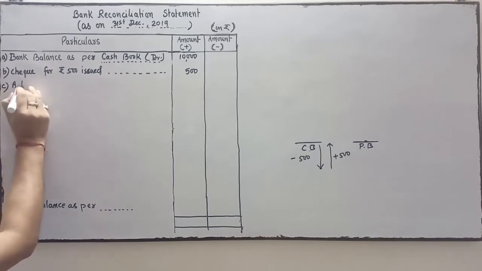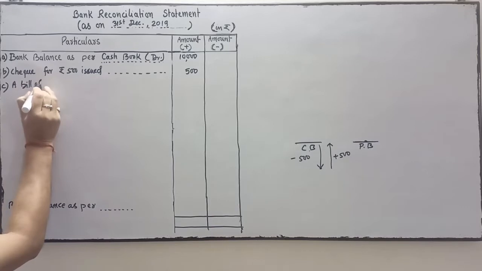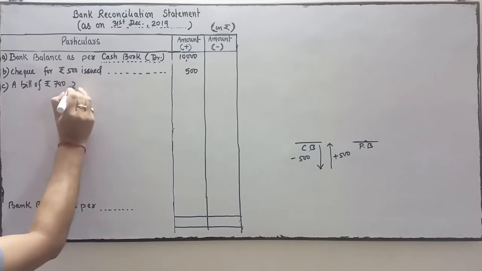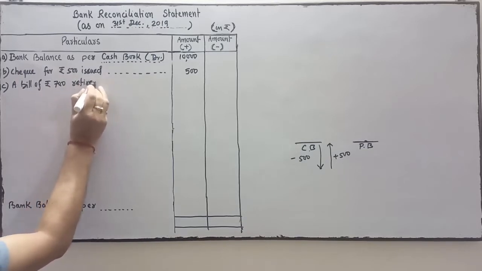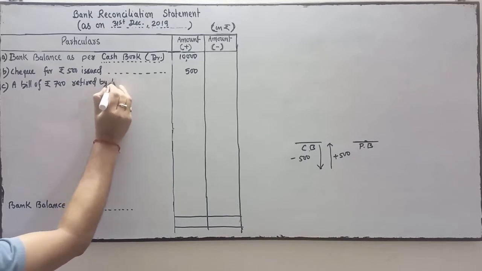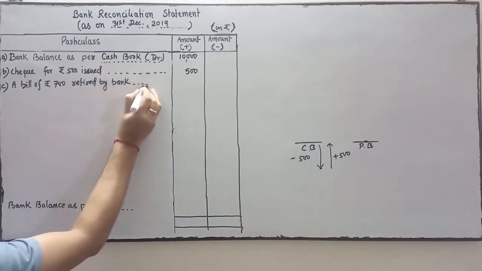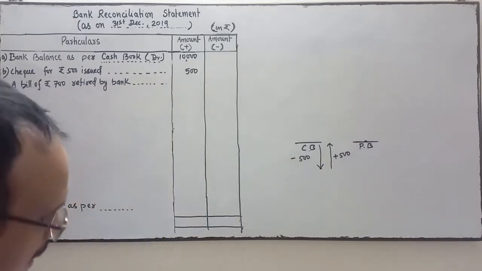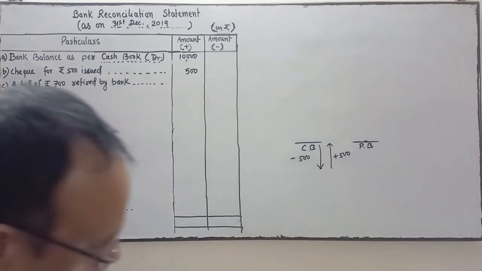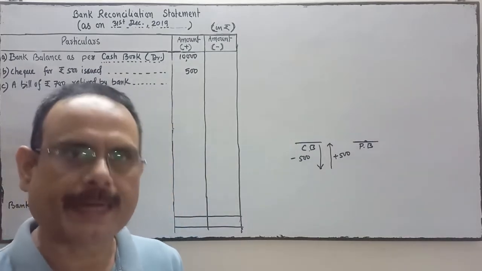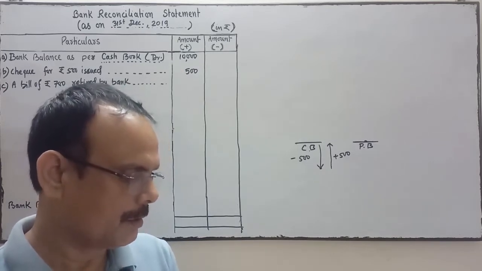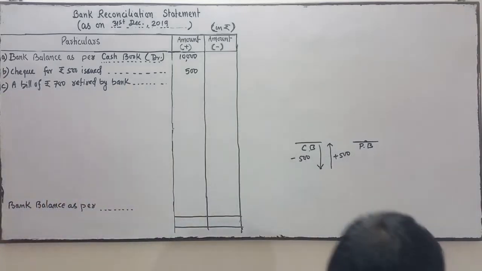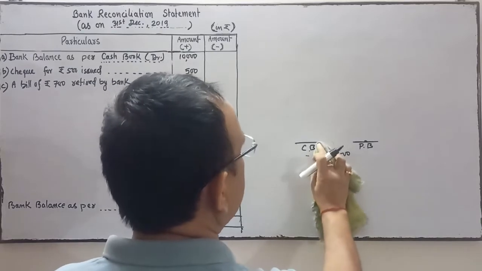Next is point number C. A bill of rupees 700 retired by bank. You write the whole sentence over here, complete. A bill for rupees 700 retired by the bank on our behalf under a rebate of rupees 20. The full amount of the bill was credited in the cash book. Okay, the full amount is credited in the cash book.